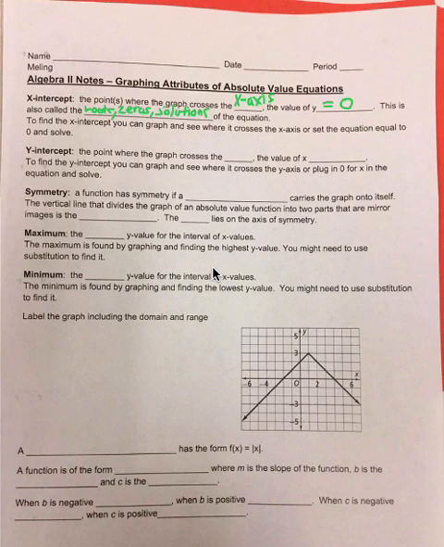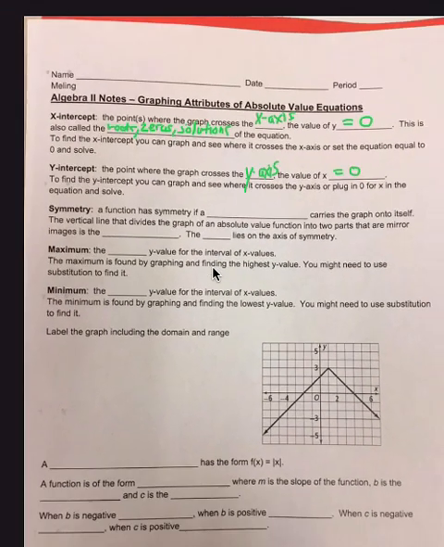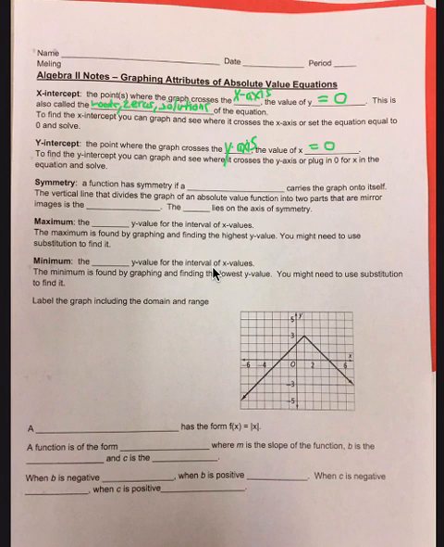Now y-intercept, when we're dealing with functions, remember, it's only going to cross the y-axis one time. So this is the point where the graph crosses the y-axis. And the value of x is 0 for this one. So it's kind of opposites. Just remember, x-intercept, y equals 0; y-intercept, x equals 0. To find it, you can graph it, or you can plug in 0 for x in the equation and solve. So you could find f of 0, and that would find your answer.